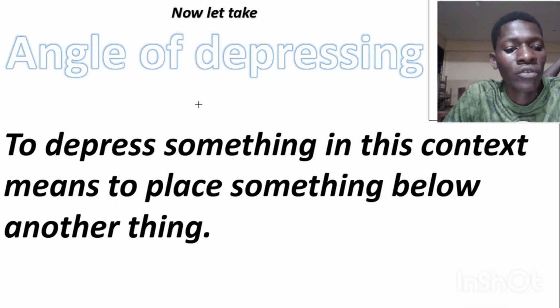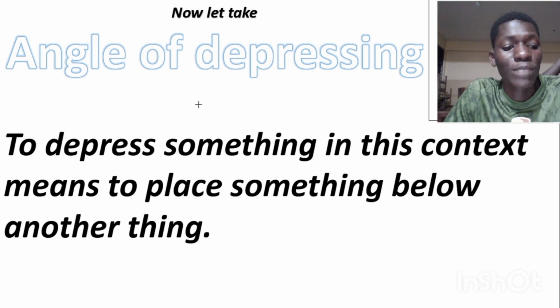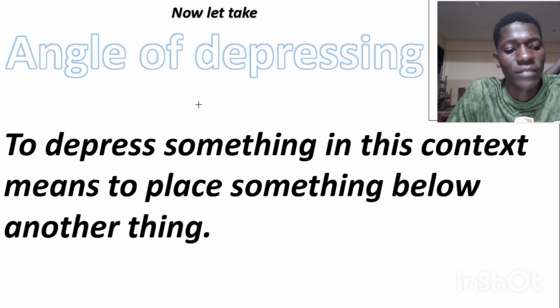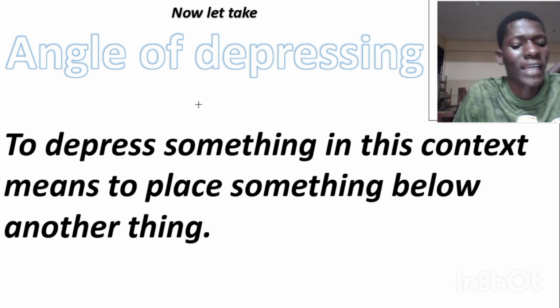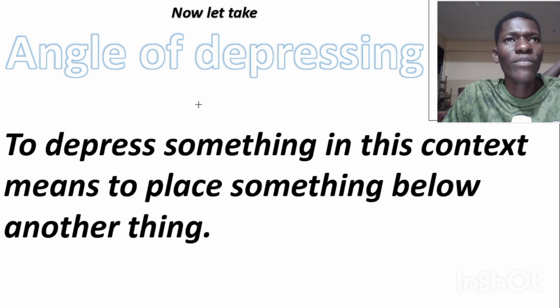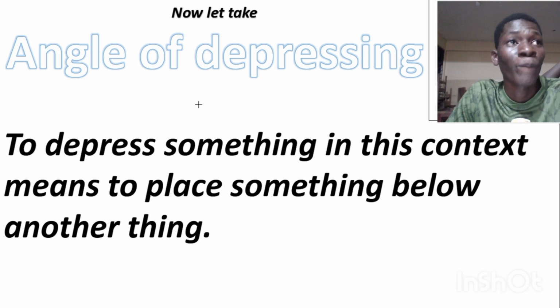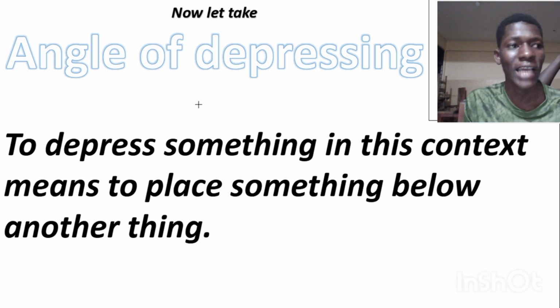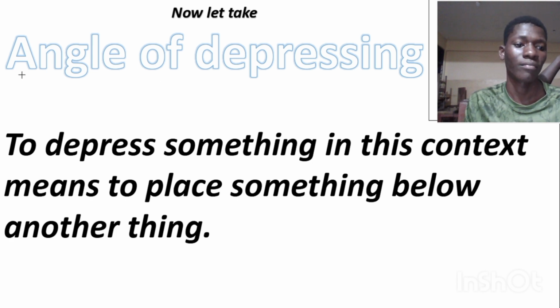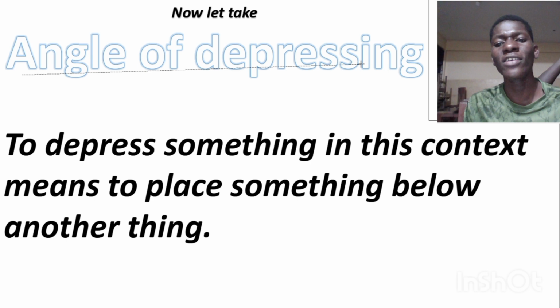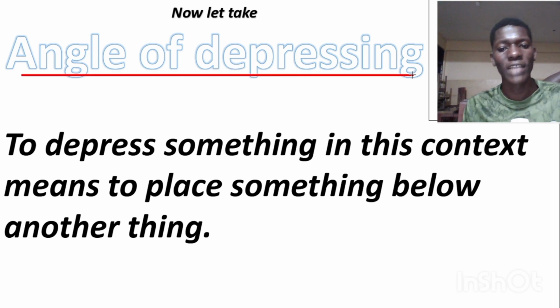So now let's take angle of depression. To depress something in this mathematical context, not the depression we are having every day, means to place something below another thing. If you place something below another thing, you have depressed it under that thing. So talking about angles, we are talking about angles that are formed below the horizontal line, that's the line that passes through the viewer's eye. The angle that is formed below that horizontal line is what? Angle of depression. The angle is depressed below the horizontal line.